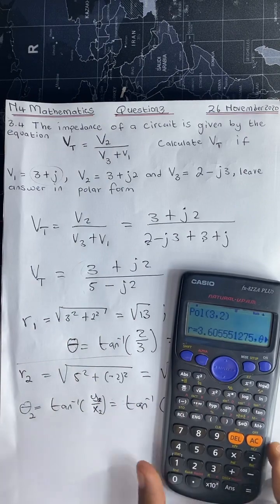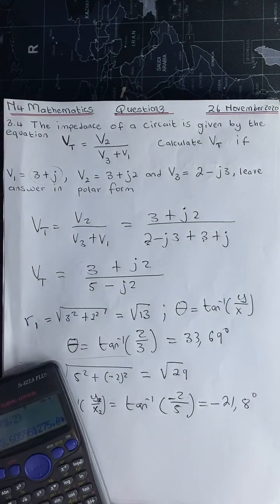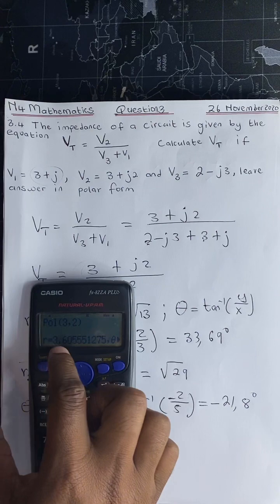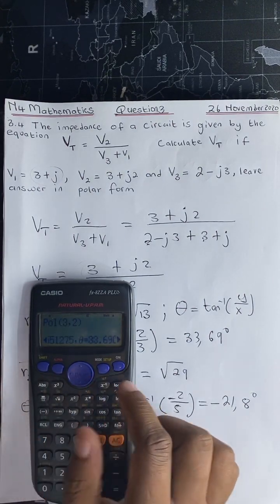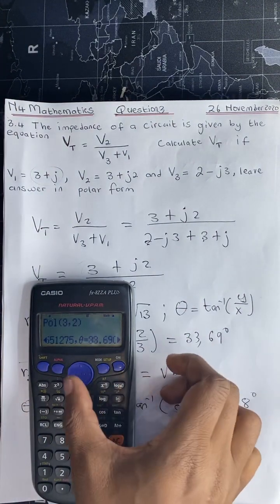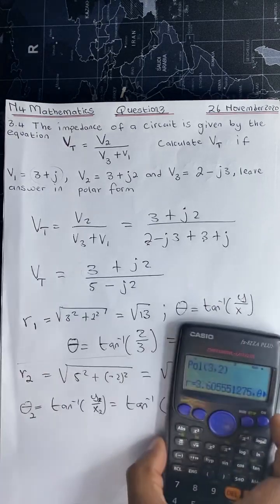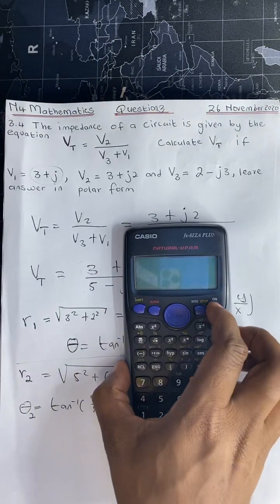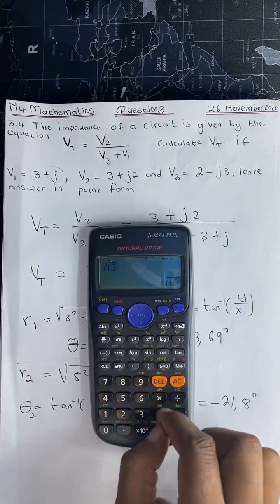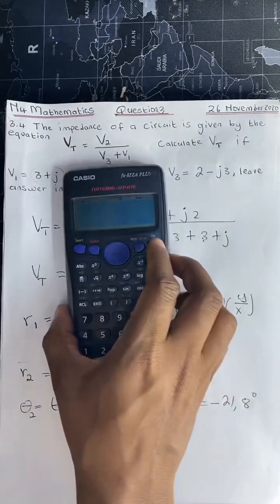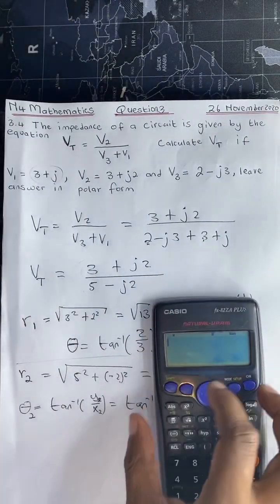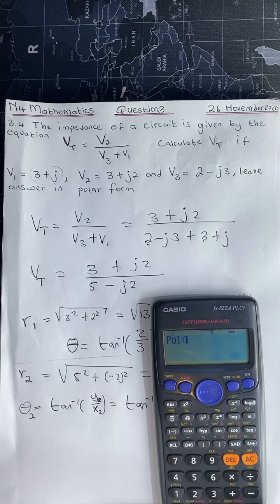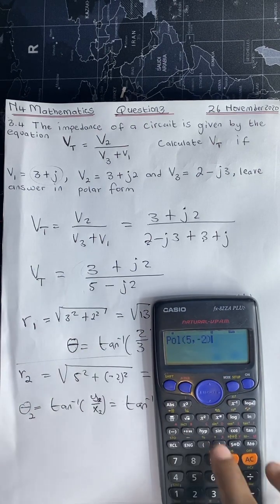So this will give us r equals 3.606 and theta equals 33.69. So I believe that the square root of 13 will be equal to 3.606. If not, then we made a mistake somewhere. So the square root of 13, 3.606. And for the denominator, we have shift the positive, 5, shift the closing parenthesis, 5 and negative 2.